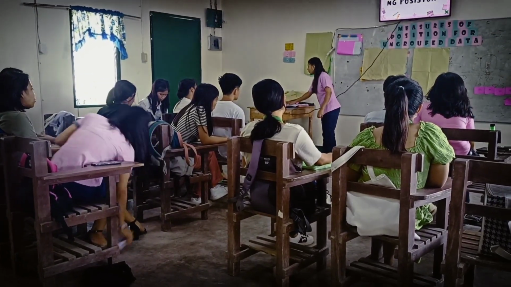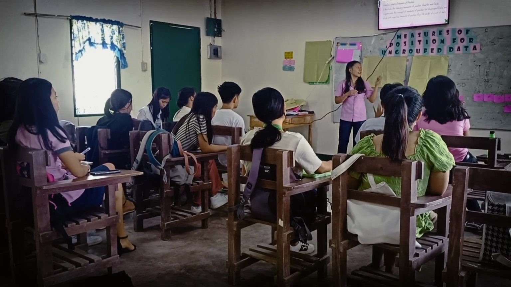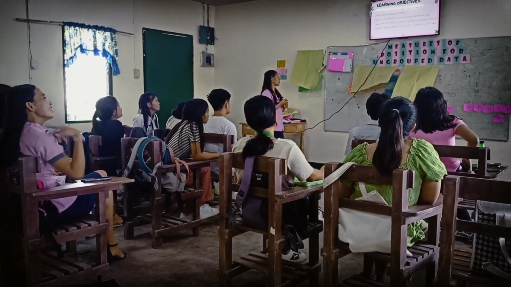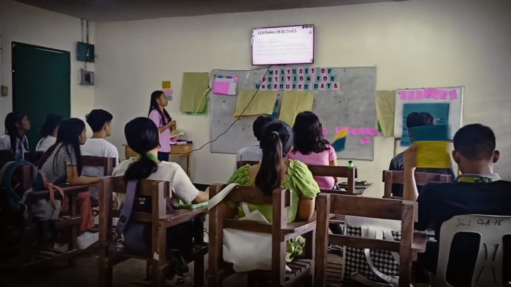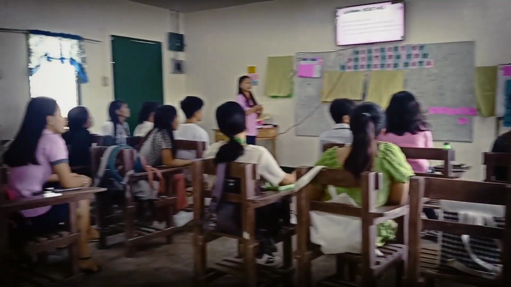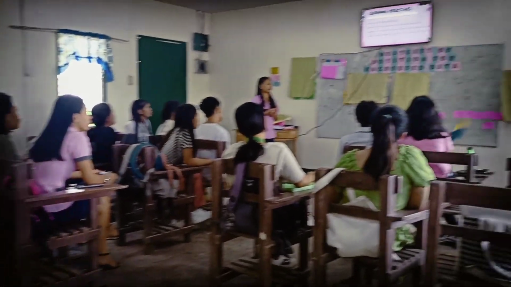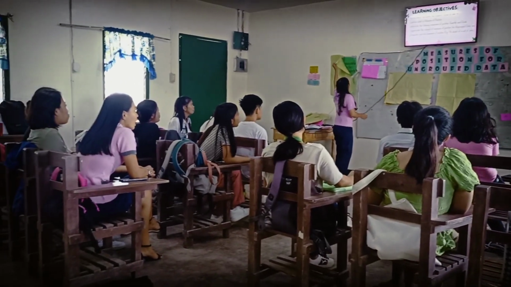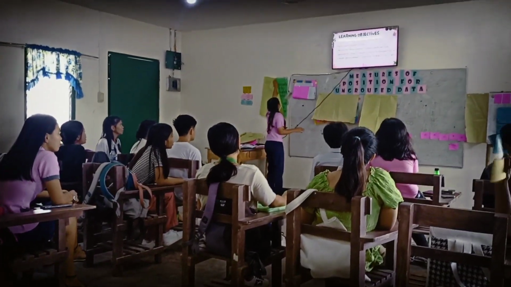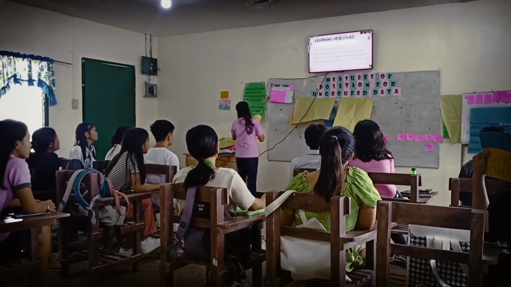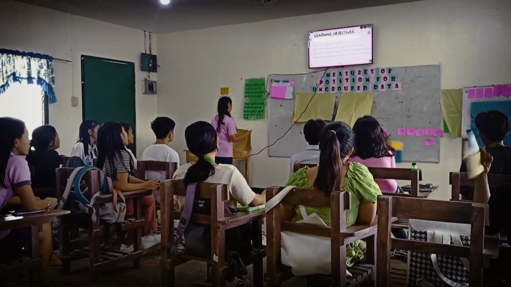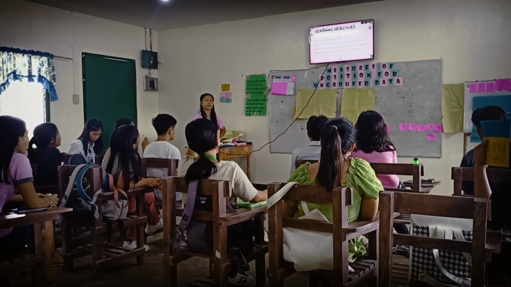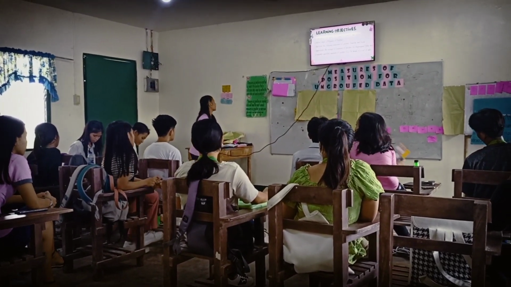So let's proceed to our learning objectives. So all together, please read our learning objectives. At the end of the lesson, the student should be able to define measures of position, illustrate the following measures of position, quartile and decile, appreciate the concept of measures of position for ungrouped data, and calculate specified measures of position, for example, the decile of a set of data.